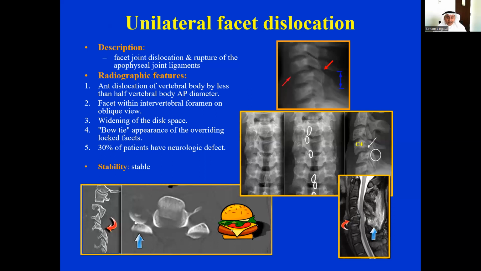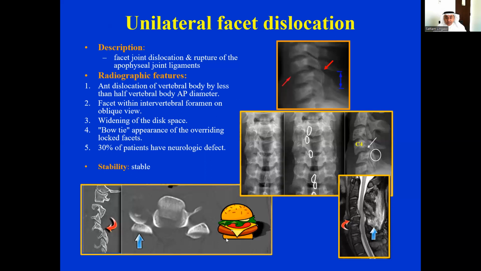This is the facet that has locked. This facet is still intact. This has locked. Look at the rotational element, the orientation of the vertebra above in relation to the orientation of the vertebra below. So it has mal-rotated, unilateral facet lock.